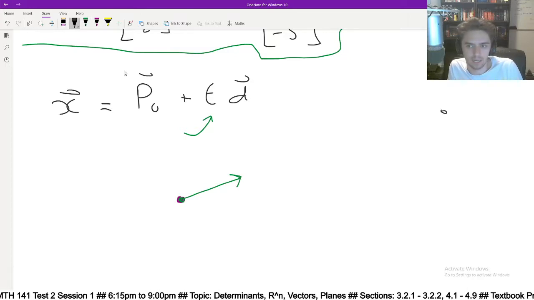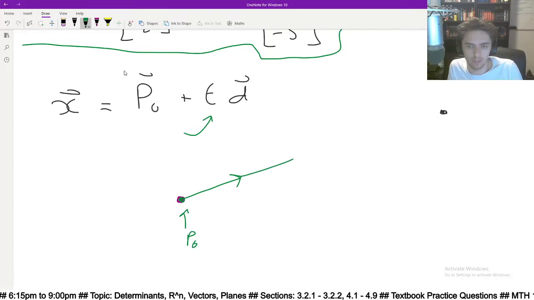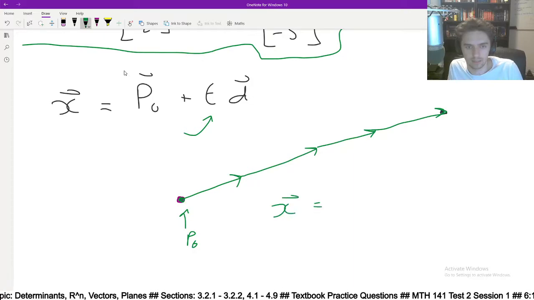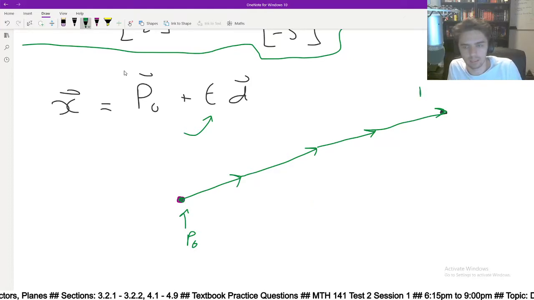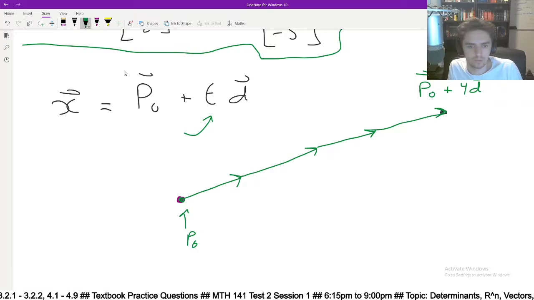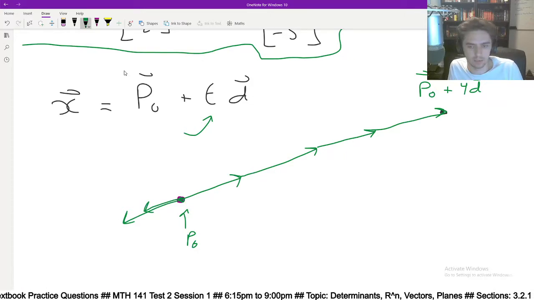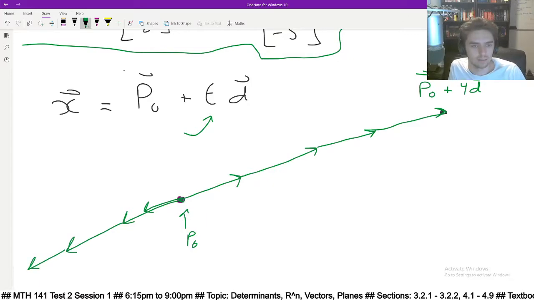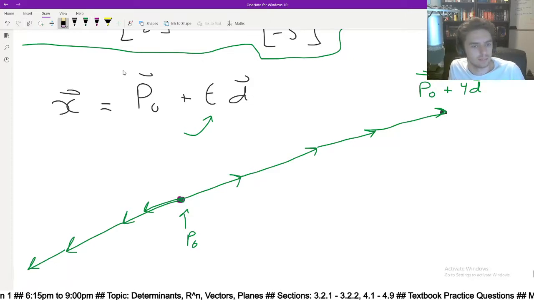So let's say I want to get to here. Well, I start at p naught, and I go 1, 2, 3, 4 times the direction vector. So that point there is p naught plus 4 times the direction vector. And this is going to, of course, go negative and smaller versions and fractions and decimals to get every point on the line. Eventually, if you do infinitely many things, it makes the line. So that's what that's saying: starting point plus a multiple of the direction vector. Okay, that's it. Hopefully that was helpful to someone.